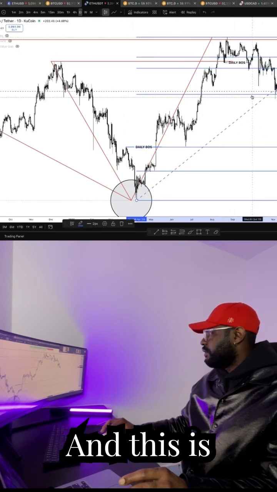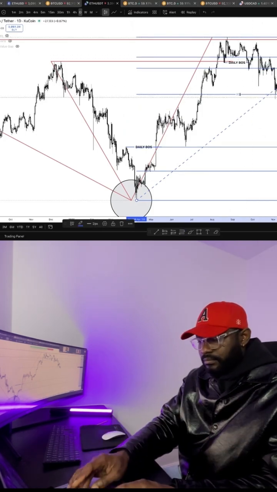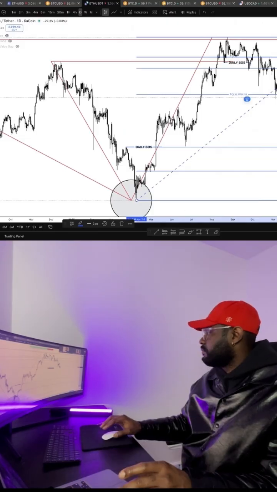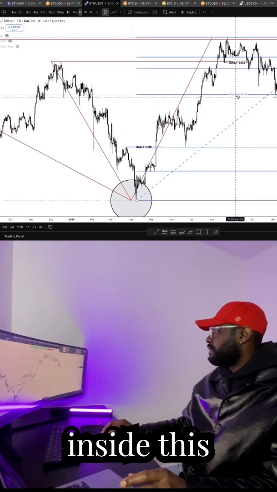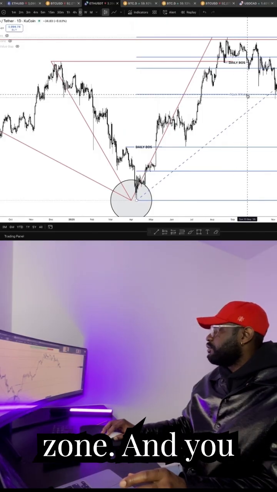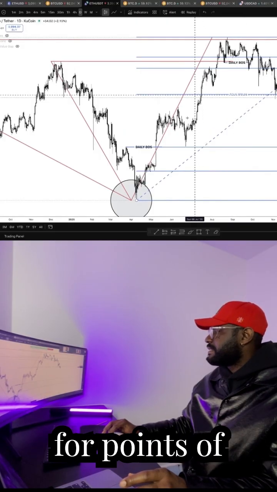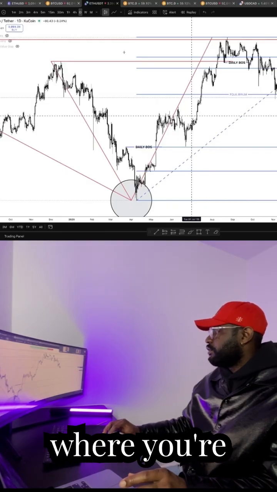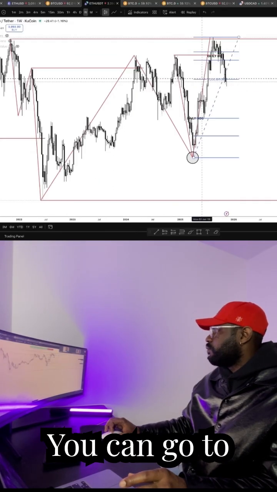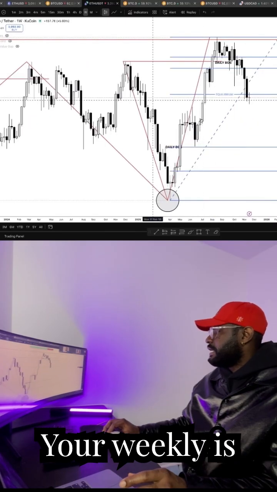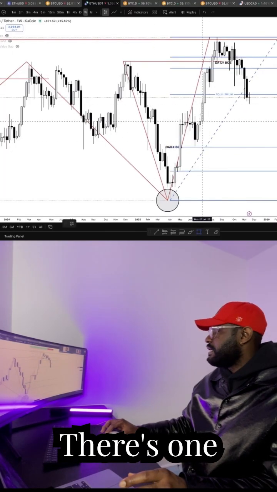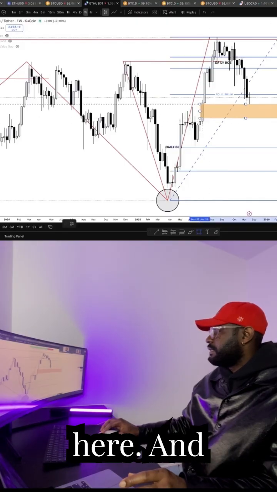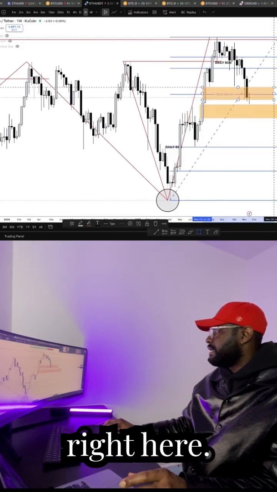And this is your equilibrium. All you now want to see is for price to come down inside this equilibrium zone, and you're looking for points of interest inside the discount where you're going to buy. You can go to your weekly. Your weekly is showing you there are two fair value gaps right here. There's one here, and there's this second one right here.